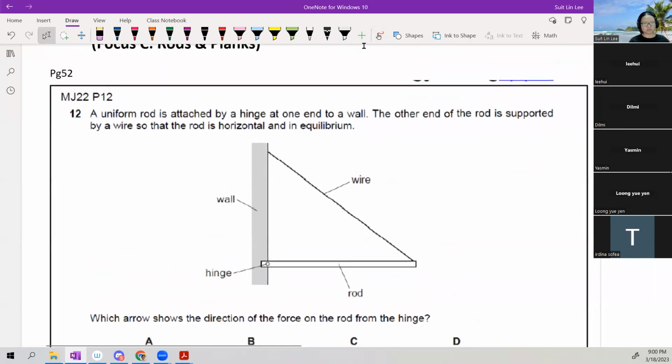So we can look at this question. It's fairly recent. And it's saying that a uniform rod is attached by a hinge at one end to a wall, and the other end of the rod is supported by the wire so that the rod is horizontal and in equilibrium. When you read a question like this, I can draw many forces, but I want to limit my effort to what matters. So find the thing that is in equilibrium and only draw forces for the rod.